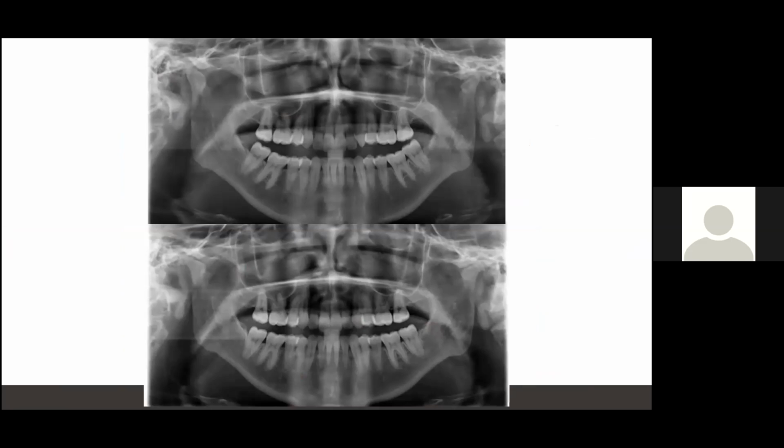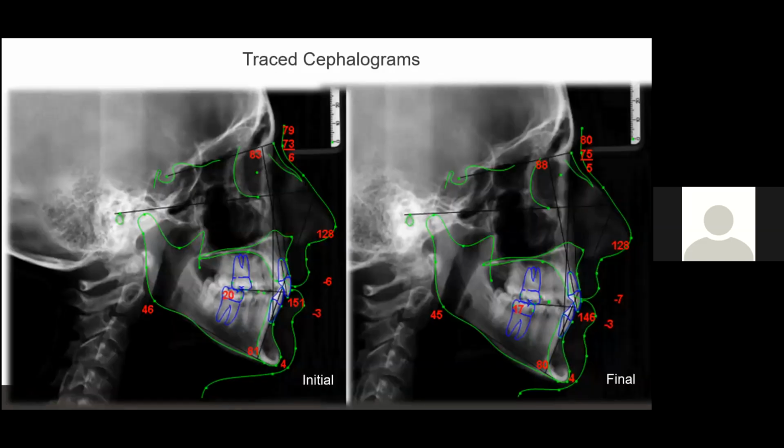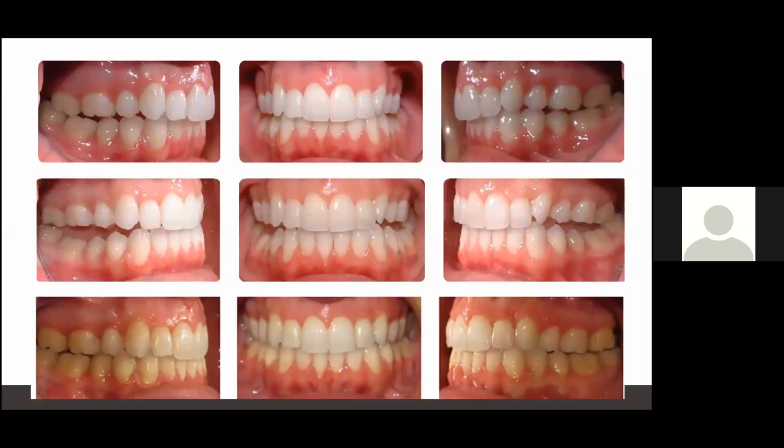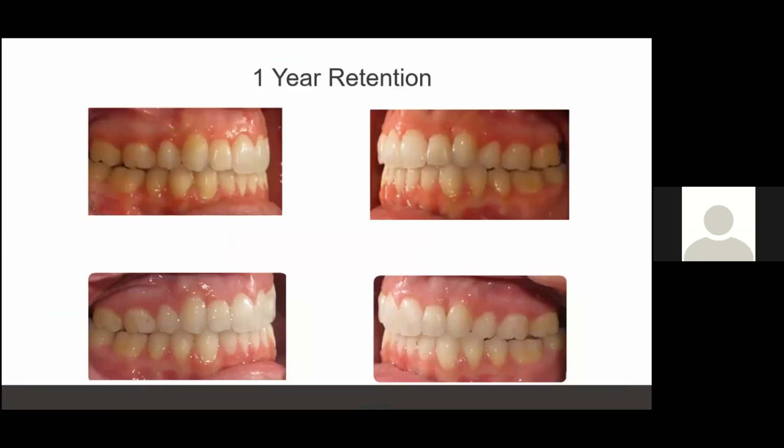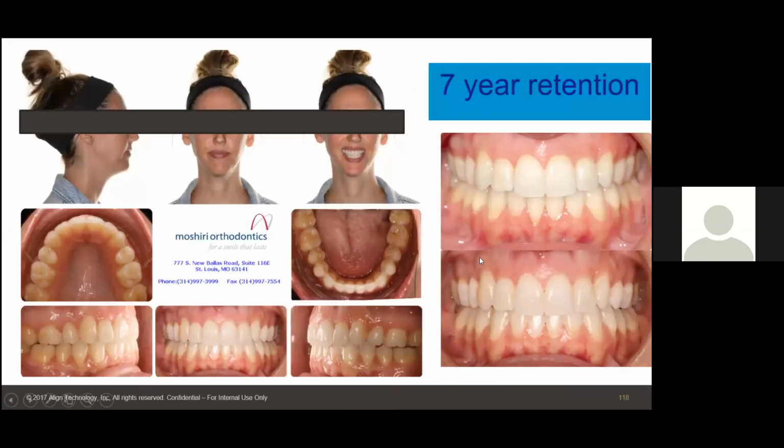Pre and post for her. This is pre-splint, post-splint, post-Invisalign. 1 year retention for this patient, and then she came back again recently for retainers, so that's 7-year retention.